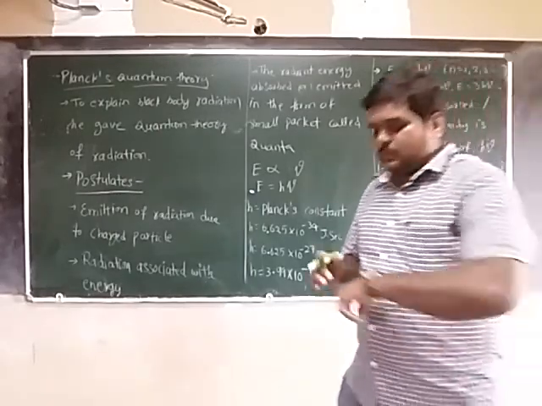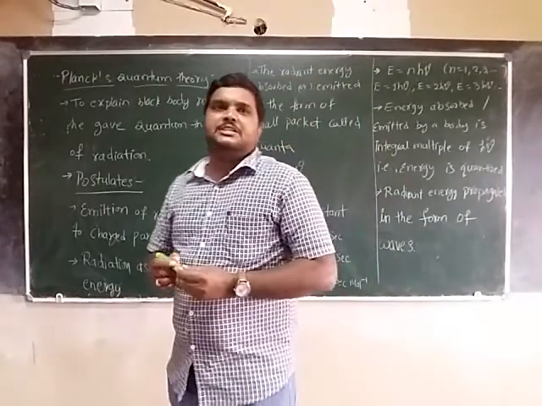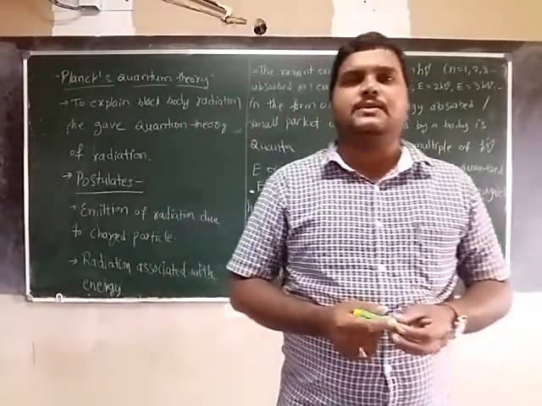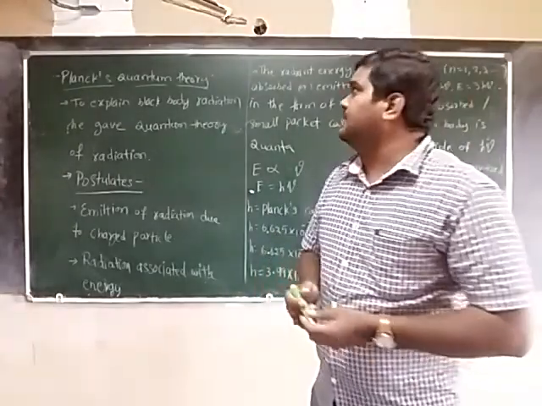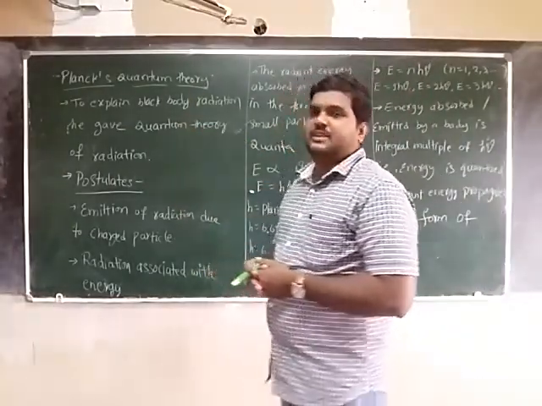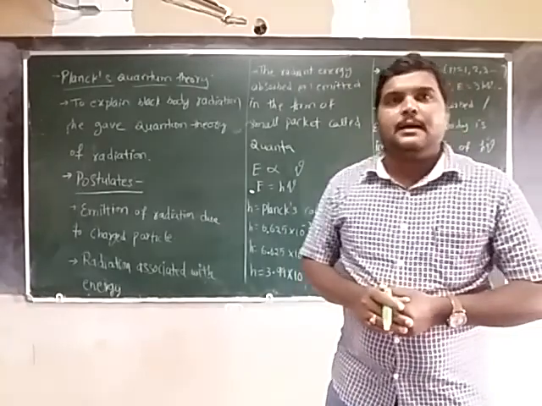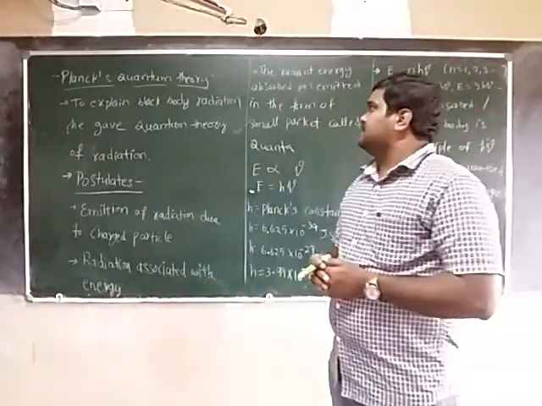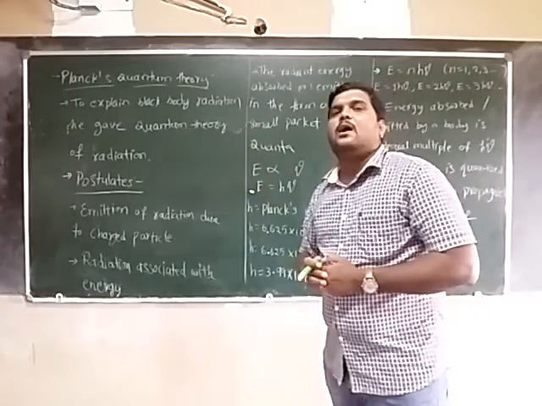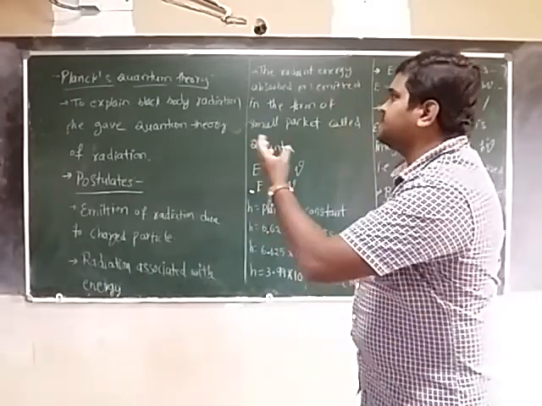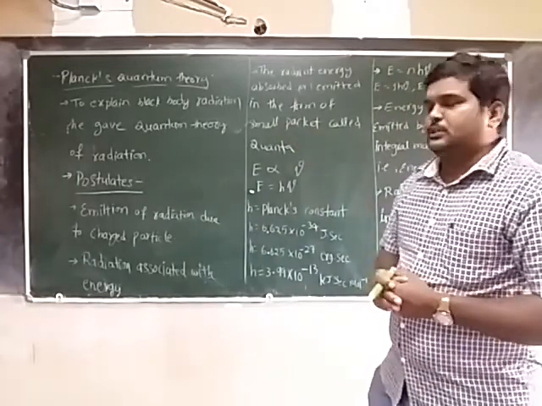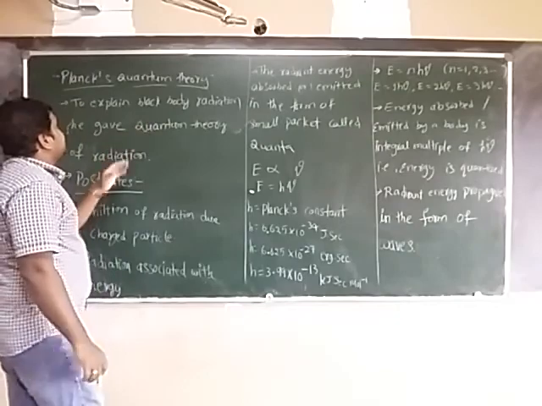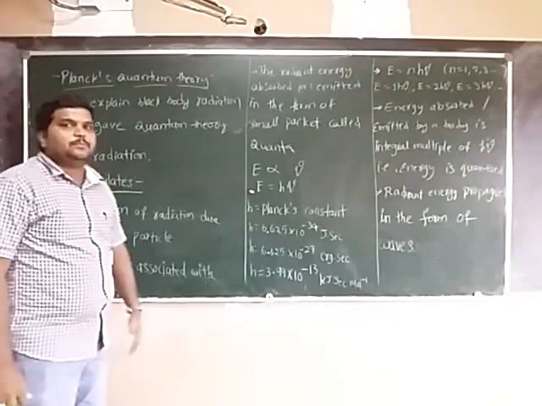Well, in the last class we have seen black body radiation and the graphs of intensity versus wavelength. Now we will see Planck's quantum theory. Who gave it? Max Planck gave this theory, called Max Planck's quantum theory. Mainly it explains the black body radiation.